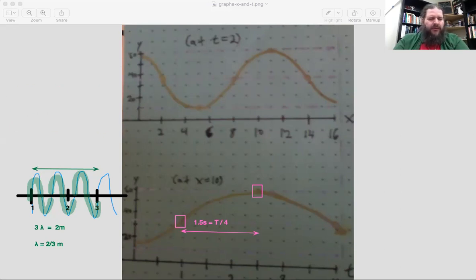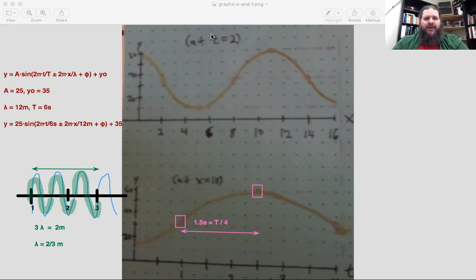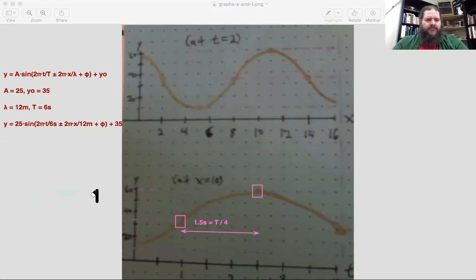Fill in the values we have. We know period is 6 seconds. We know wavelength is 12 meters. So what mysteries do we still need to unravel here? What else is still unknown about these graphs? The phase constant. Yeah, we still need to know the phase constant. And the phase constant, phi, is usually the very last one you find, because the other ones you can measure directly from the graph, the amplitude, the period, wavelength, but phase constant does not really easily show up visibly on the graph.